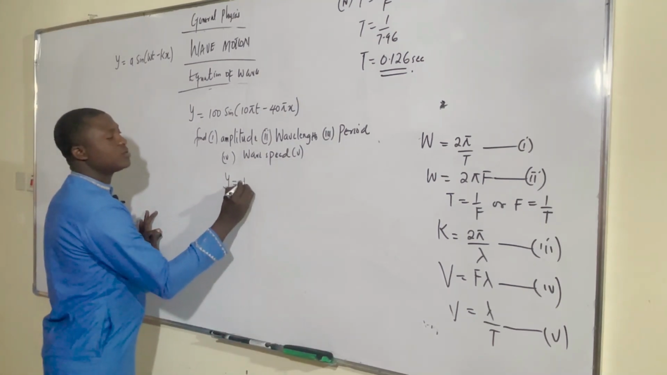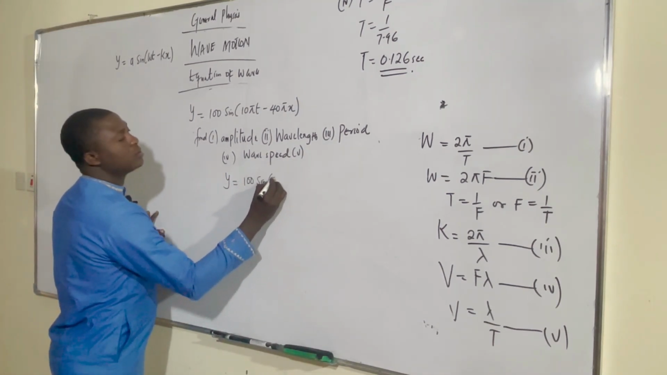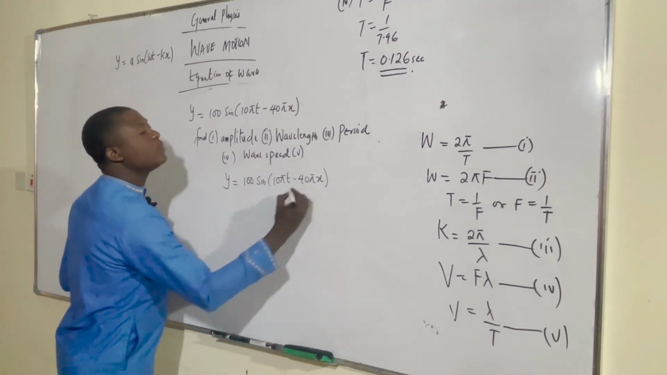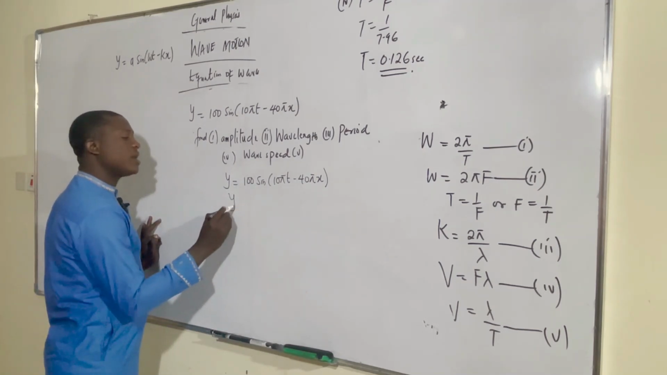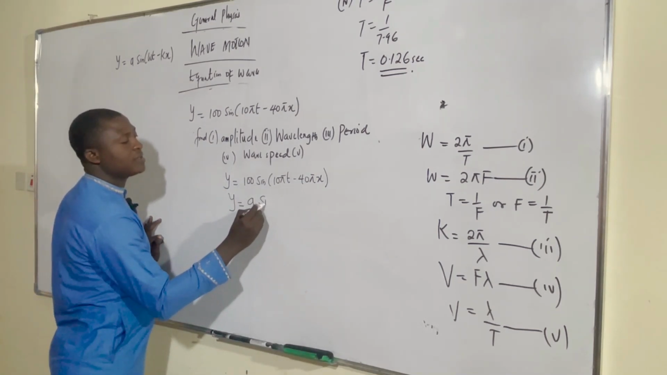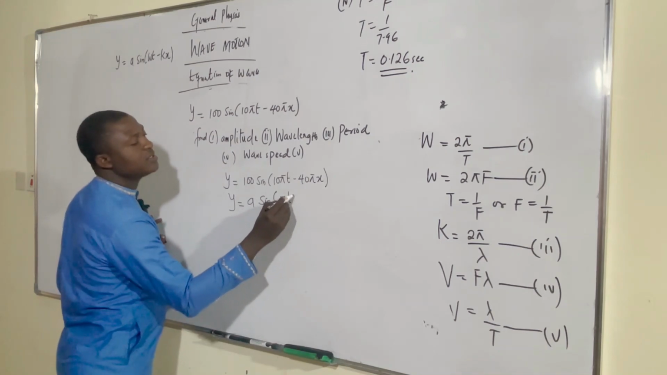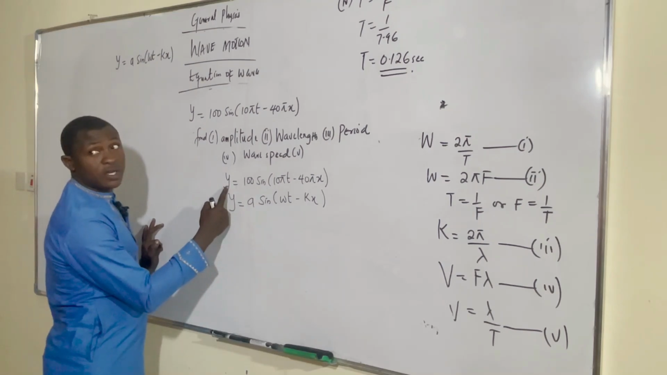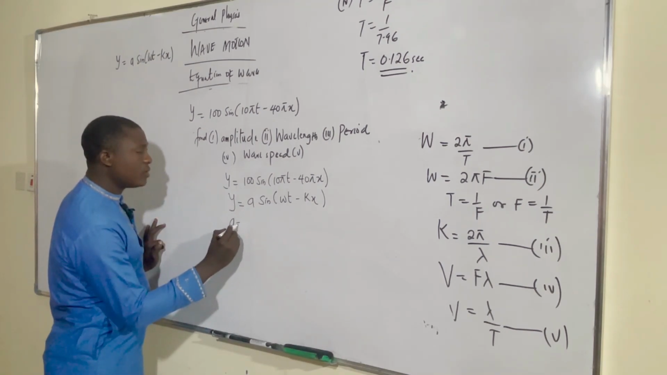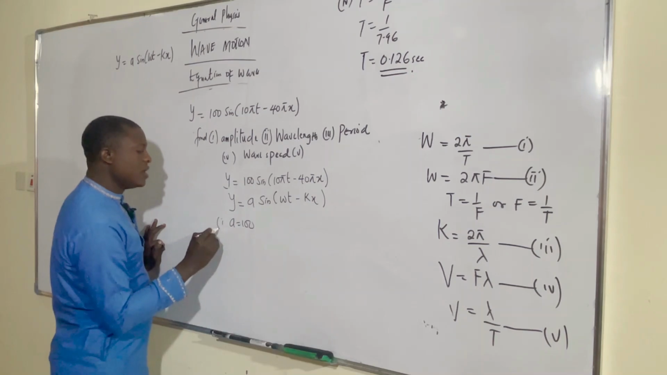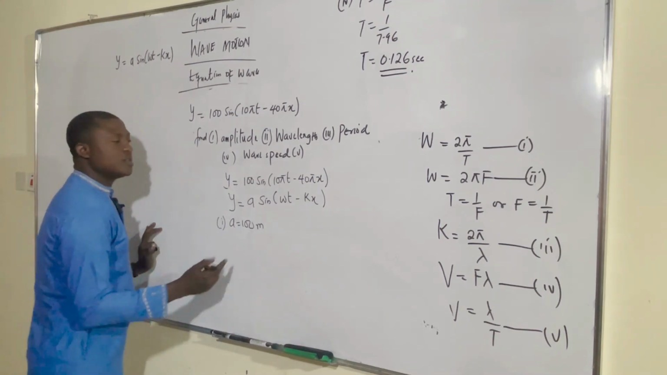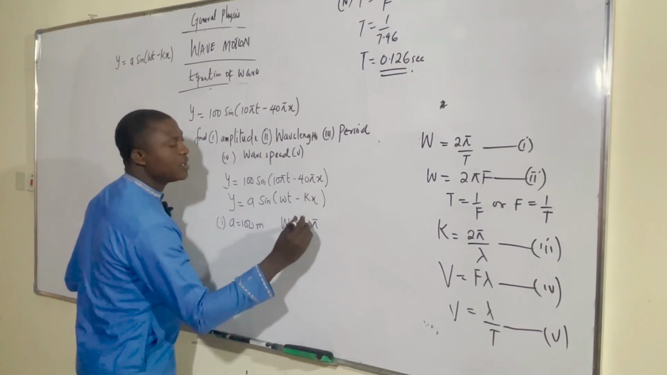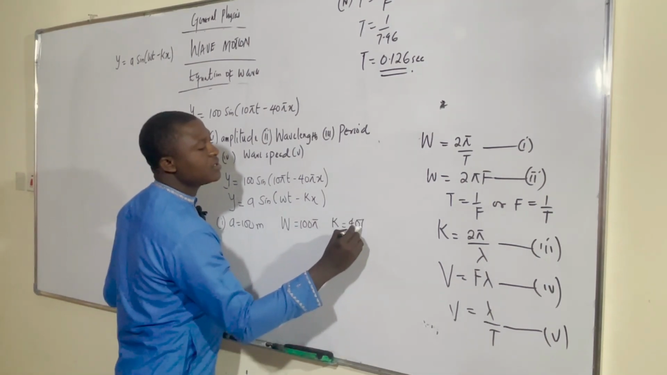So we have y is equal to 100 sine open bracket 10 pi t minus 40 pi x. By comparing to the general equation, y is equal to a sine open bracket omega t minus kx, we can see by comparison that a is 100. So the amplitude is 100 meters. Already we have got that. Now if I compare, our omega here is going to be 10 pi, then our k here too is going to be 40 pi.